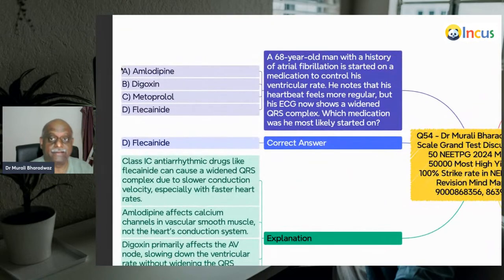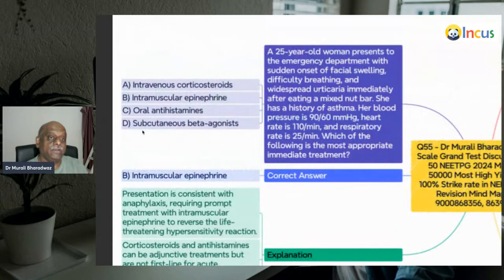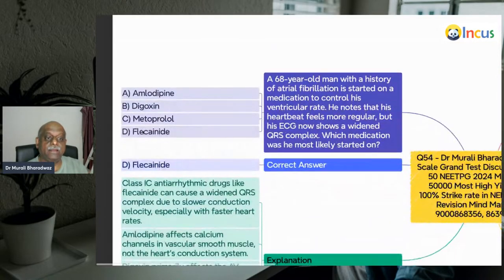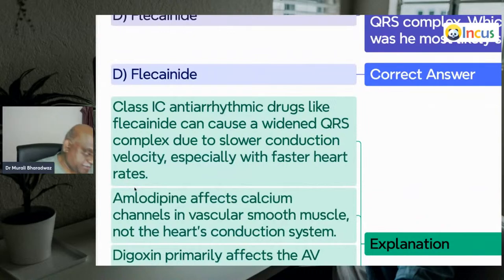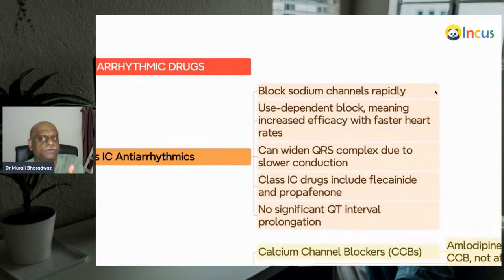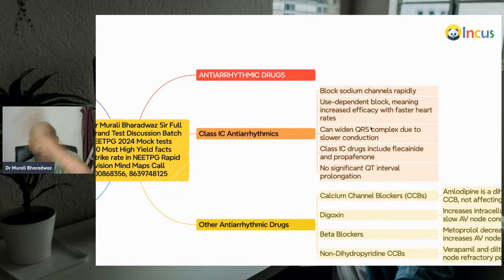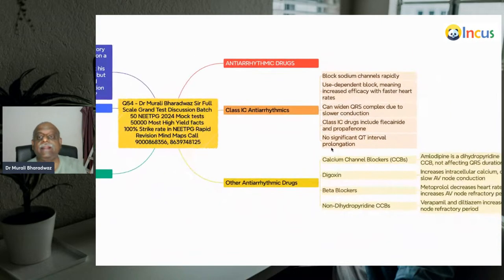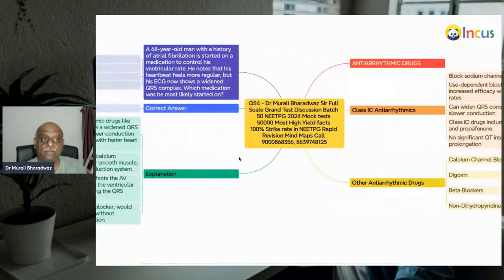A 6-year-old, the heartbeat feels more regular, but his ECG shows a widened QRS. So remember, doctor, class 1C antiarrhythmic drugs like flecainide can cause widening of the QRS due to slower conduction velocity, especially with faster heartbeats. Class 1C blocks sodium channels rapidly. It's called use-dependent block, meaning increased efficacy with faster heart rate. They can widen the QRS complex. Flecainide and propafenone are class 1C, and they have no significant QT interval prolongation. That's what you need to basically remember.